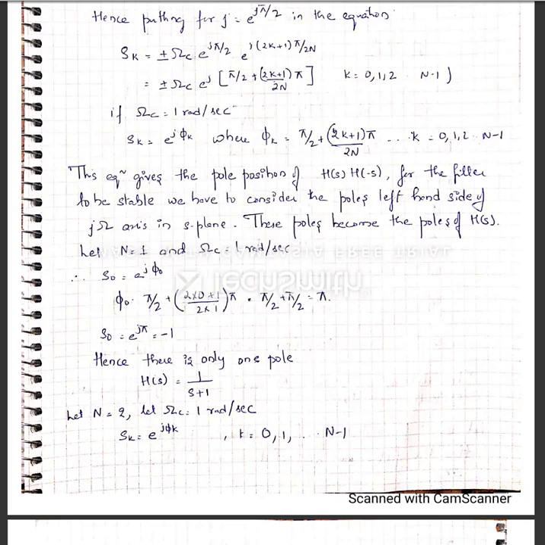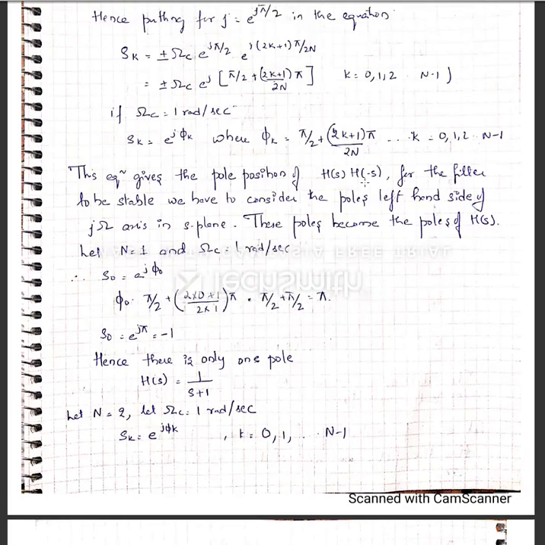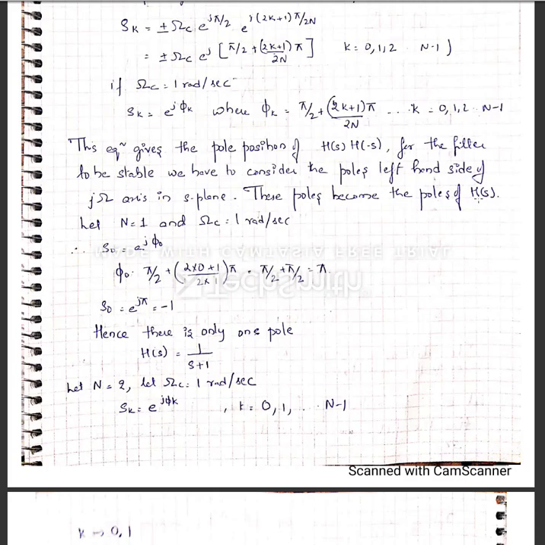Now we will calculate those poles. See, this equation gives the pole position of your Hs. We started with Hs and H of minus s, right? We started with the square of the magnitude frequency response, and we ended up getting this. Now, for the filter to be stable, we have to consider the poles on the left hand side of the j omega axis in the s plane. You would have studied zeros and poles in signals and systems, hopefully. These poles become the poles of H of s.